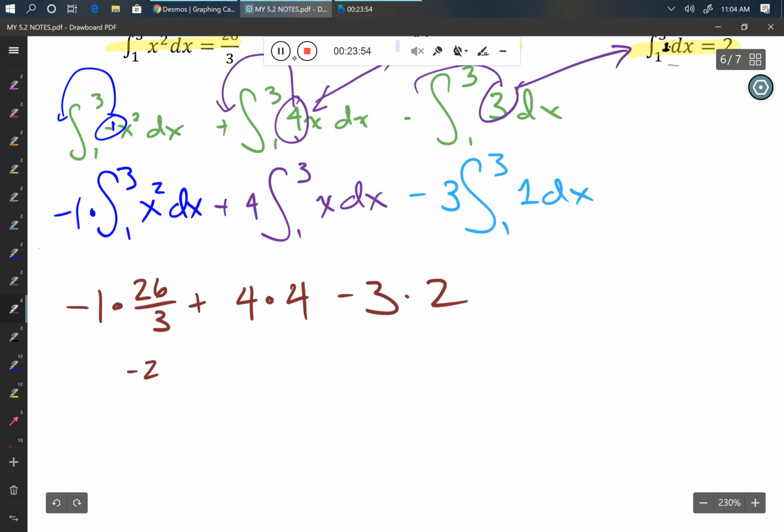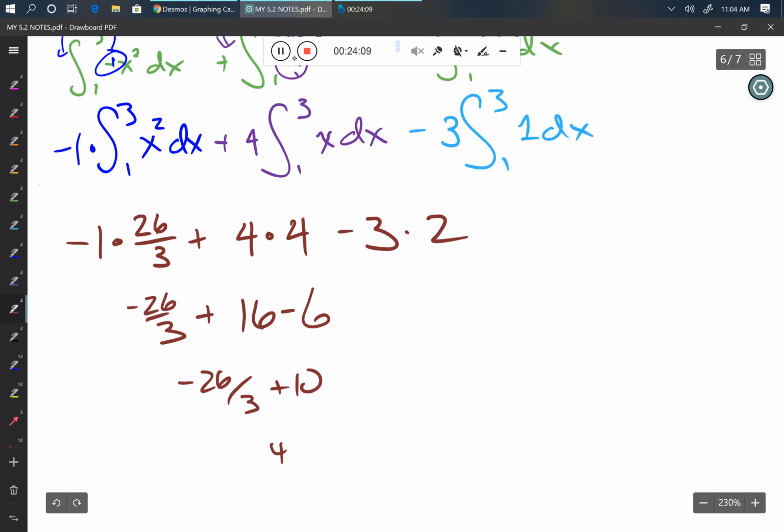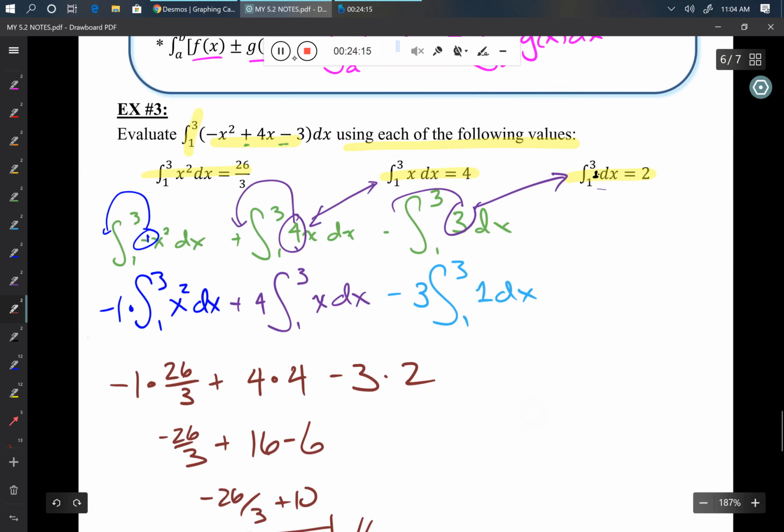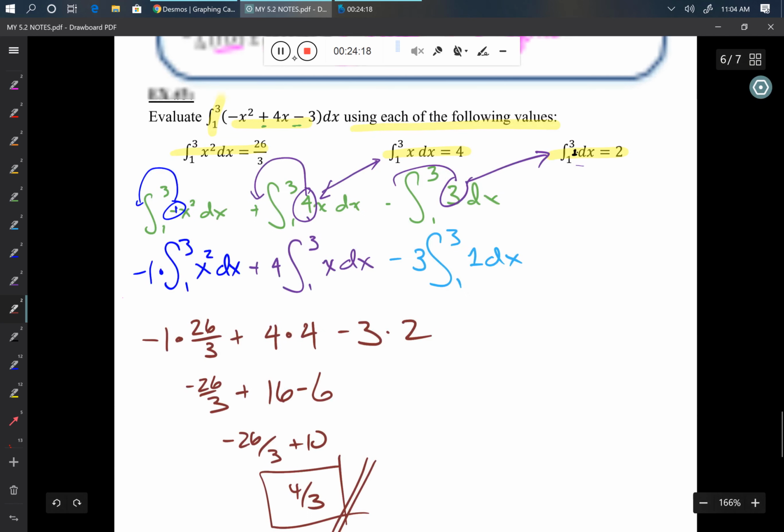So -26/3 plus 16 minus 6. Let's see, -26/3 plus 10. What is that going to be? 4/3 when it's all said and done. And so I used properties of integrals to rip it apart and evaluate each piece independently.